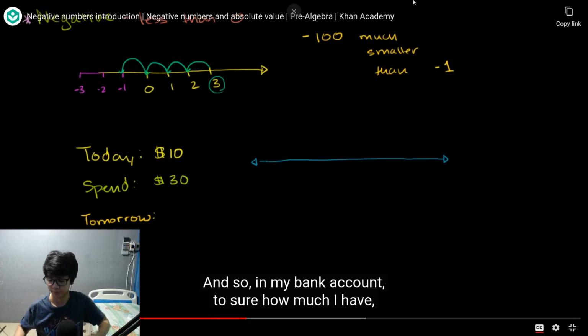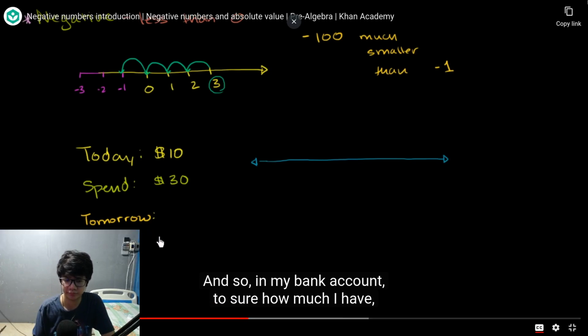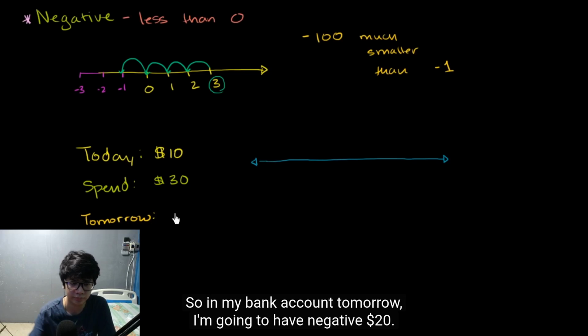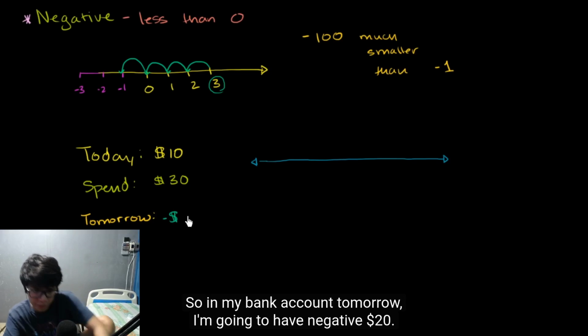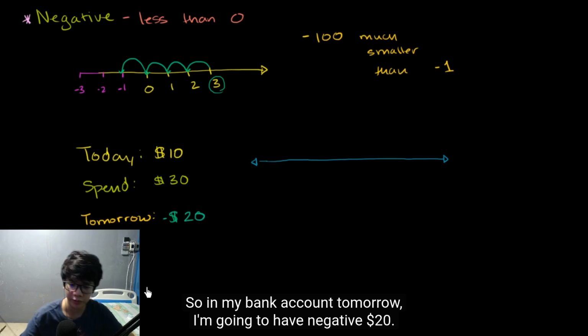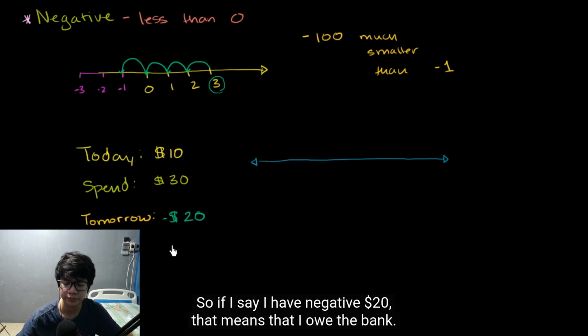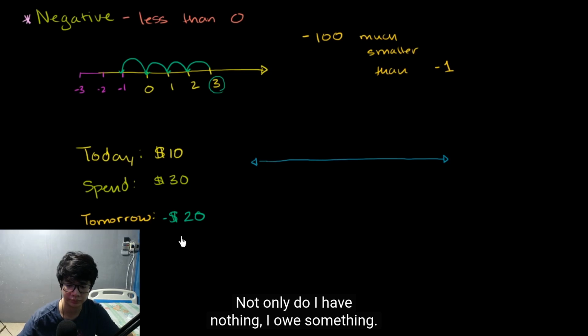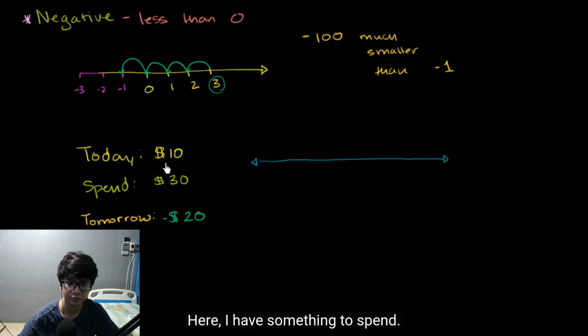And so in my bank account, to show how much I have, I could say 10 minus 30 is actually negative $20. So in my bank account tomorrow, I am going to have negative $20. If I say I have negative $20, that means that I owe the bank. I don't even have it. Not only do I have nothing, I owe something. It's going in reverse.